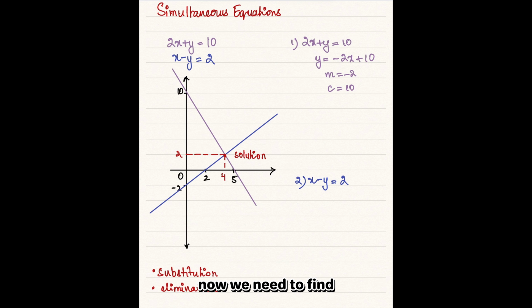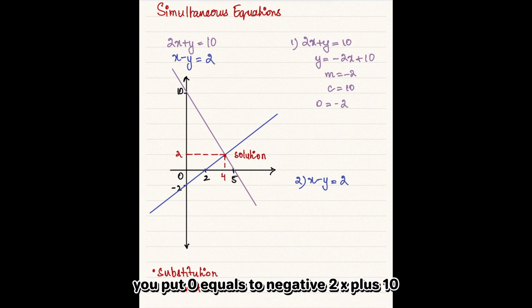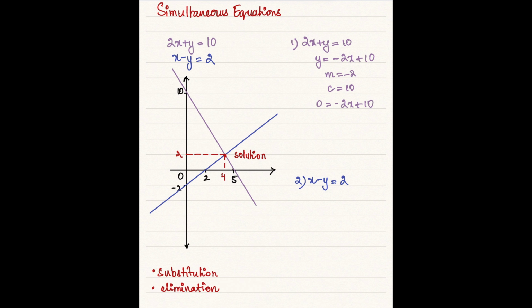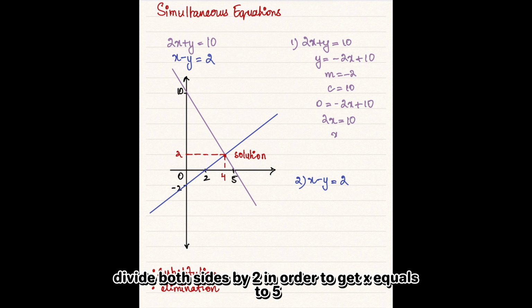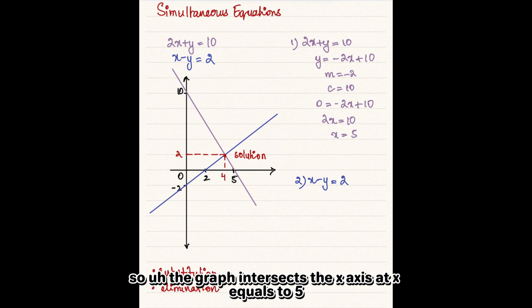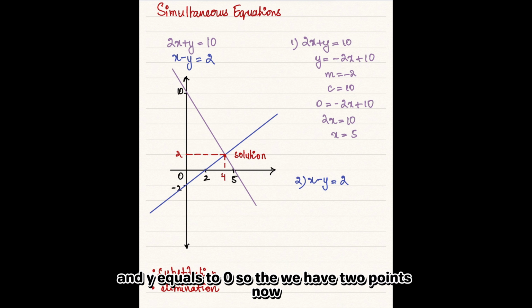Now we need to find the x coordinate of this particular graph in order to get 2 points to graph this equation. For that, all we need to do is put y equals 0. We put 0 equals negative 2x plus 10. We find that 2x equals 10, and then we divide both sides by 2 to get x equals 5. So the graph intersects the x-axis at x equals 5 and y equals 0.